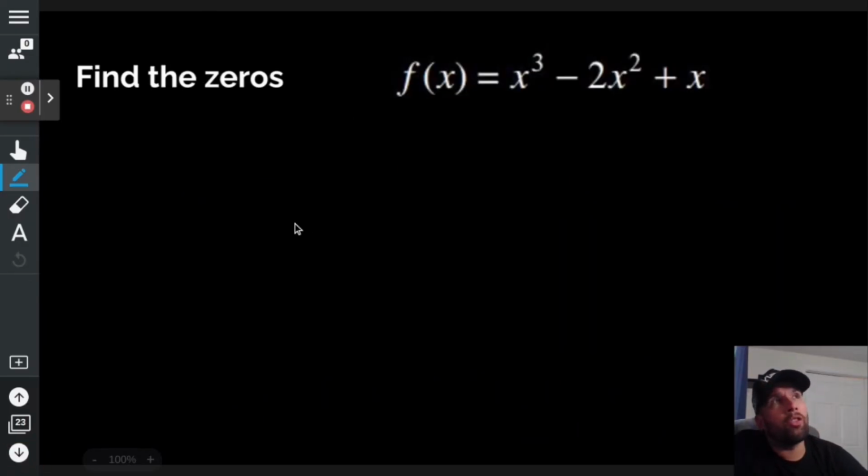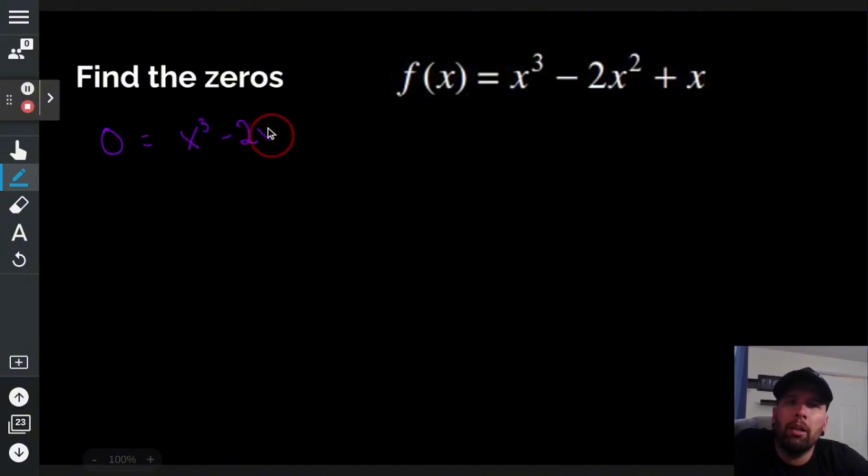Find the zeros is just a fancy way of saying make f of x 0 and solve. So I'm going to do that. I'm going to make f of x 0, and I'm going to write out x cubed minus 2x squared plus x. I have to factor this out. Oh, look, there's an x in common in everything. Let's bring out an x.